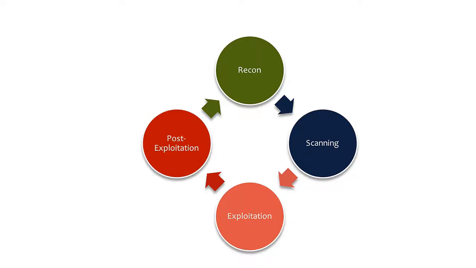I know that the victim is using a specific version of Acrobat Reader, for instance, and this Acrobat Reader is vulnerable and can be hacked. So I'm going to hack his own system through this vulnerability. This is called exploitation. And once I get access to the system, once I compromise the system, the final phase will be the post-exploitation.